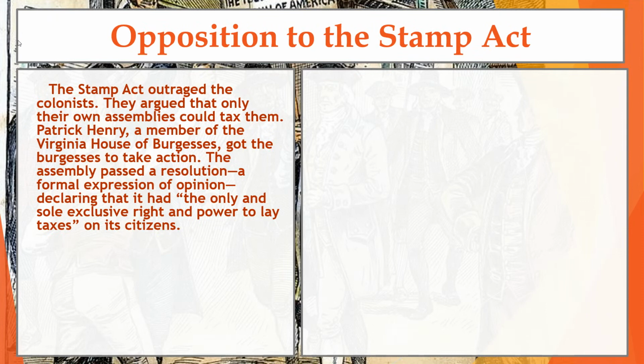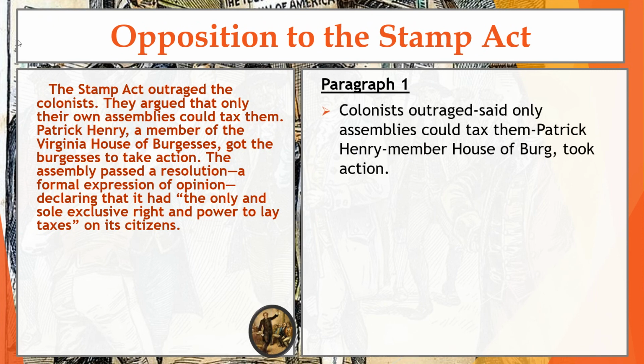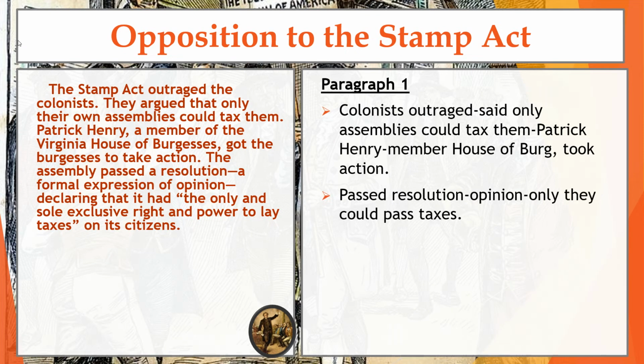Stamp Act outraged colonists. Only assemblies could tax. Patrick Henry, House of Burgesses, passed resolution. Only they could pass taxes. I probably did this in about 2 or 3 bullets. Got a nice little picture of Patrick Henry there at the bottom. Colonists outraged, said only assemblies could tax them. Patrick Henry, member of House of Burgesses, which I shortened to Berg, took action. I think that's all I had. I kept this rather short. Oh, I had one more: passed resolution, opinion.